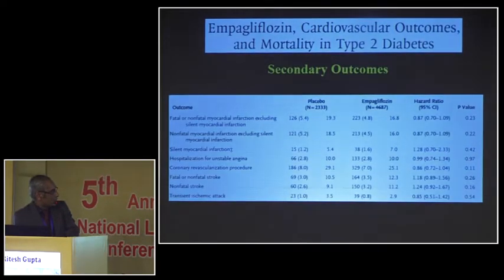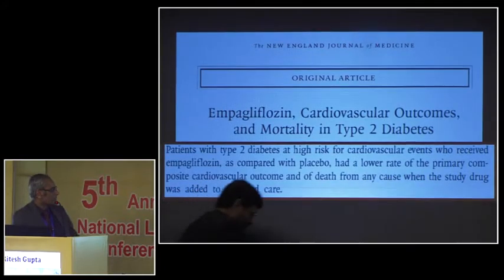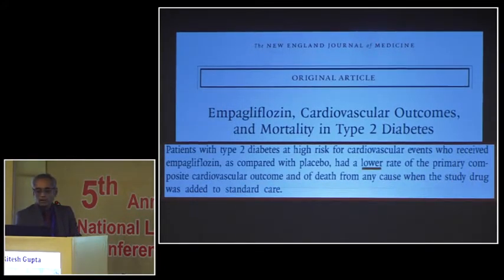Though the secondary outcomes, when they were studied, none of them were significant independently. That was mainly because of smaller numbers of events. So it was concluded that patients with type 2 diabetes at high risk for cardiovascular events who received empagliflozin as compared to placebo had a lower rate of the primary composite cardiovascular outcome and of death from any cause when the study drug was added to standard care. So all these patients were getting standard care, statins, BP control, glycemic control, everything.